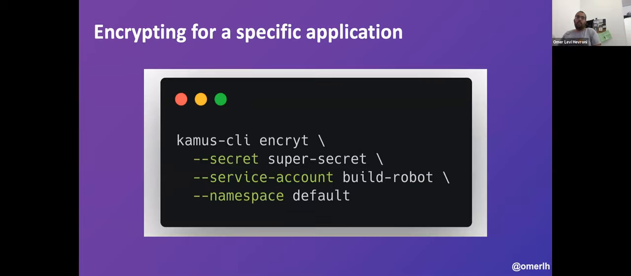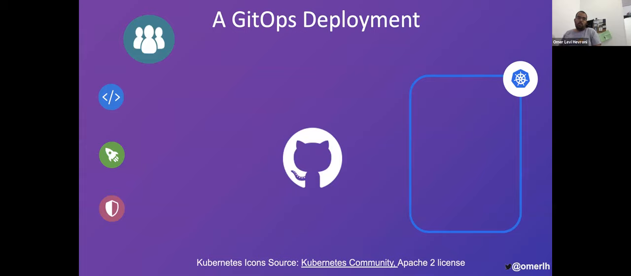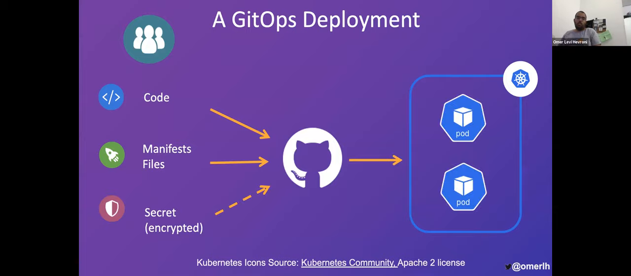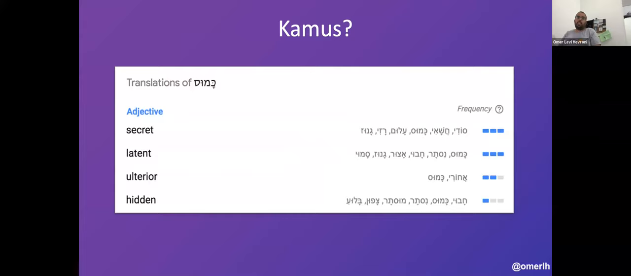So when we encrypt a secret, we can specify what we want to encrypt, and to which service account and namespace we want to encrypt it. And now only applications running with this service account will be able to decrypt it. So if we go back to this, we can now put the encrypted secret in Git like we do in sealed secrets, just this time it will be encrypted for this application. And one interesting question is, what is Kamus? So to the non-Hebrew speakers, Kamus in Hebrew means something that is secret or hidden, and this is why we chose the name.